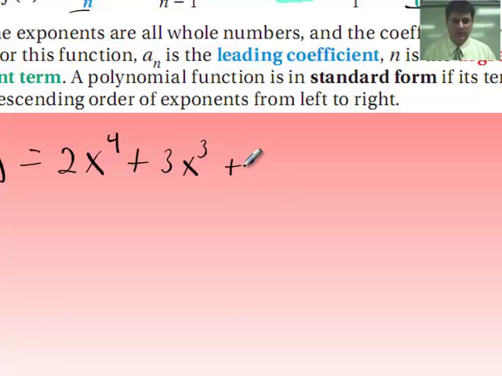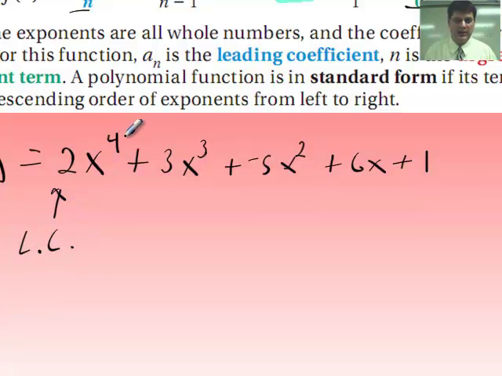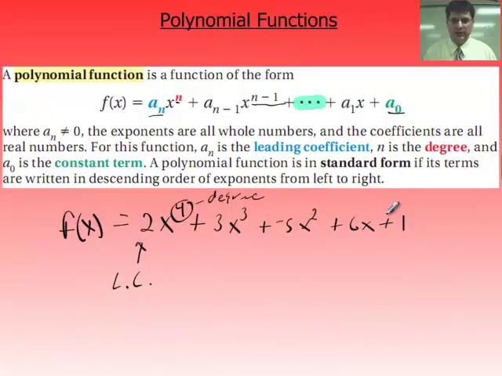And then the next one is going to be, let's say just another number like negative 5, and then it's going to be n minus 2, so this would be x squared, and then let's say 6, and then this is going to be n minus 3, so that's just going to be x, and then we'd have some sort of constant, like plus 1. So this would be the leading coefficient, which I'll abbreviate as LC, and this represents the degree. And the 1 is my constant.